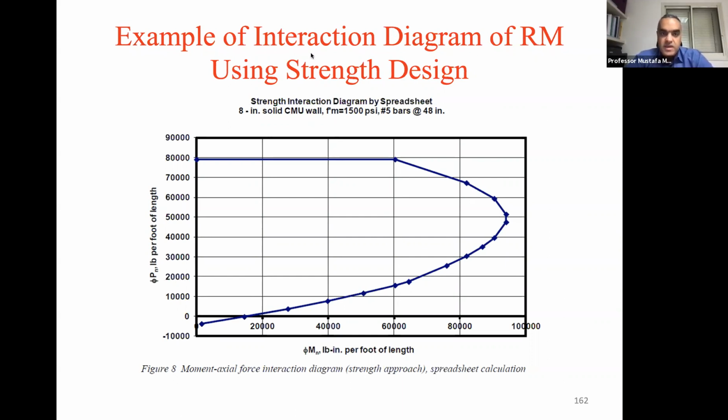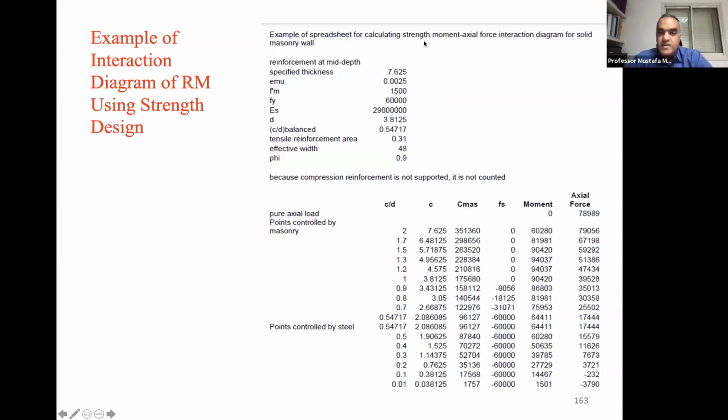This is an example of a spreadsheet for calculating the strength, moment and axial force interaction diagram. You have the specified thickness, epsilon M sub U, f'm, Fy, E sub S, d, etc. You can calculate everything here. These are the C values that I talked about, starting from the full thickness all the way down. But you have to be careful which equations you need to use before the balance and after the balance. You can go back to the slides and use those. Of course, first you have to find the balance point, which is shown here. Balanced point is controlled by steel.